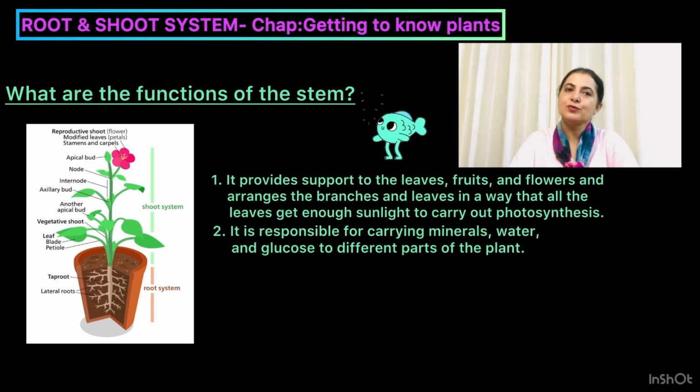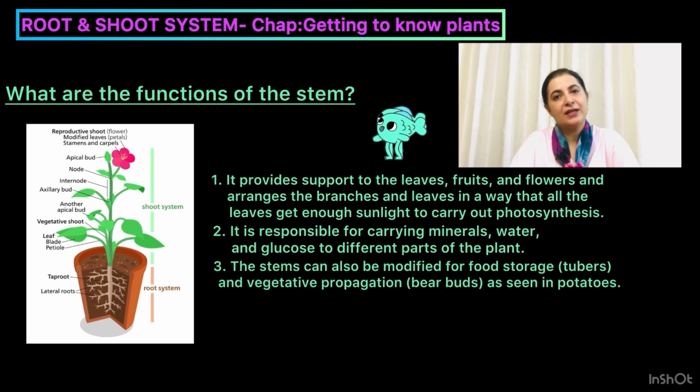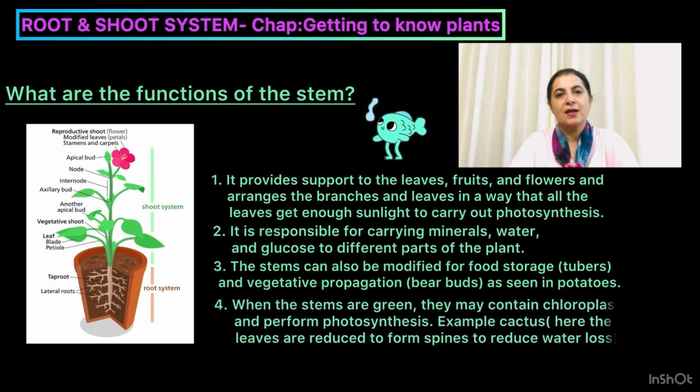So just like the roots, it is also performing an additional specialized function which is known as the storage of food. And the examples of stems which are storing the food are potato, ginger, sugarcane. They are storing food. Now at times in the desert plants, as in the case of the cactus, these stems are performing another specialized function. They are performing the process of photosynthesis.